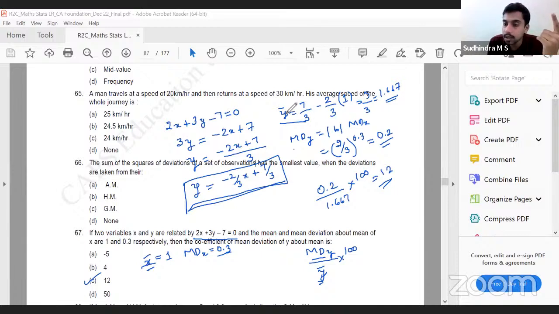bar. So 7 by 3 minus 2 by 3 into x bar, which is 1. 7 by 3 minus 2 by 3 is 5 by 3. That is y bar. Understood? Yes, sir. Understood.